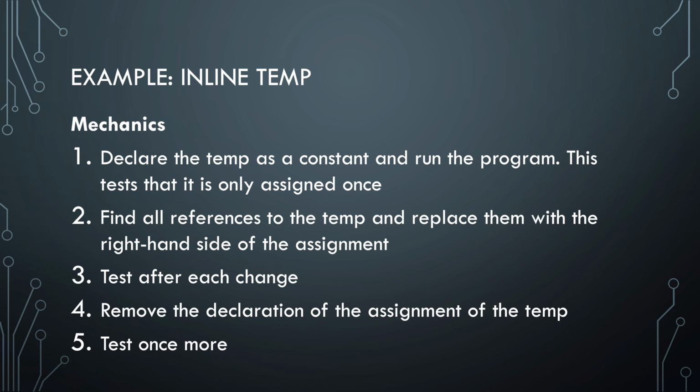Then, you find and replace all references to the variable with the right-hand side of the assignment. Test your code after each change to make sure everything still works. Finally, remove the temporary variable altogether and test the program once more.